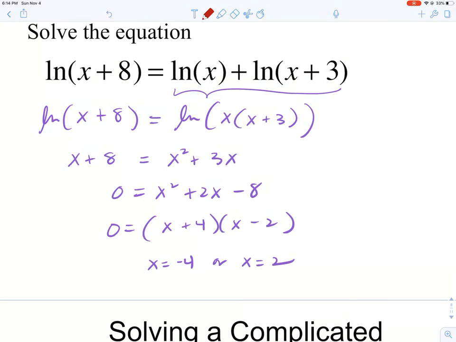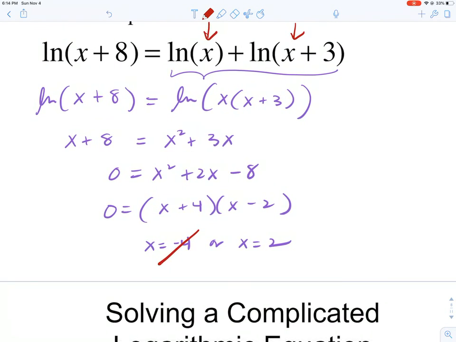Now, -4 is actually going to be an extraneous solution because if you plug -4 in here or here, you'll be taking the natural log of a negative number, which is not possible. So -4 is an extraneous solution. However, x equals 2 works.